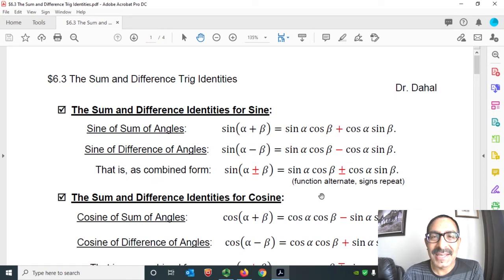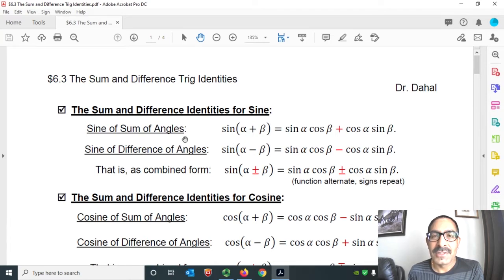In today's class I am going to cover sum and difference trig identities. So let me start the class right away. First, the sum and difference identities for sine functions. Here alpha is an angle and beta is an angle.